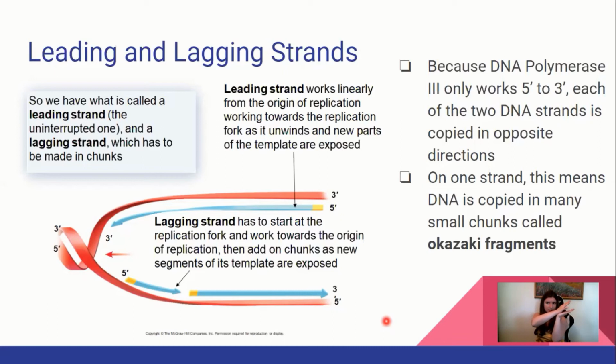DNA polymerase 3 can only work 5' to 3'. So on one strand, it's going to be working towards the fork, this little corner that's opening up. So it's going to be working in the same direction as helicase. So it can just work uninterrupted because every time it lays down nucleotides, we're opening up more and more DNA for it to run down in front of it. And that's going to be our leading strand.